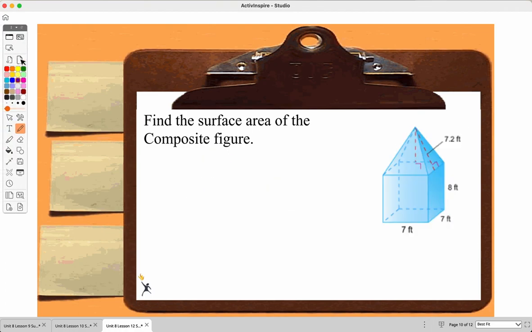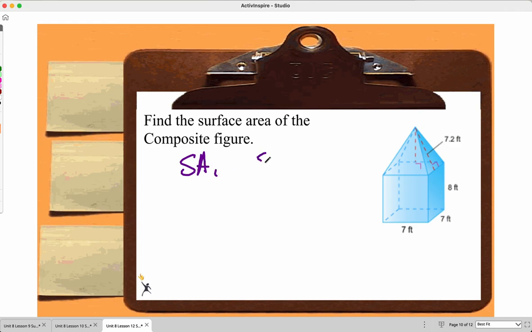Your turn to figure this one out. Pause the video and see what you come up with. All right, once again, they share that same common base in the middle, so we're going to delete that out of our formulas. So we've got surface area 1 and surface area 2. Okay, so this time, again, we take our formula. It's going to be 1 base plus perimeter times height plus 1/2 of perimeter times slant length.